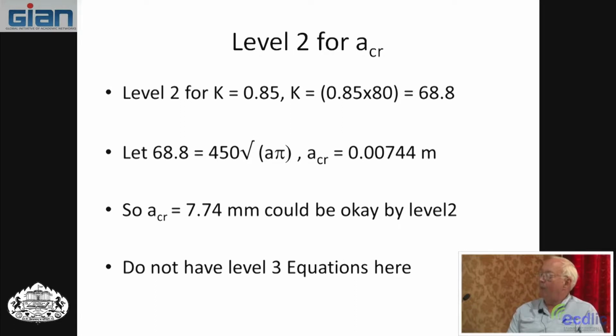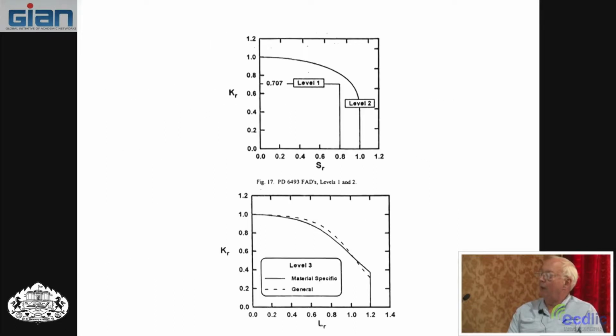And I don't have the level 3 equations. I don't know how to do level 3 here, so I don't have those equations, and so I didn't do an example. But if you miss here and go outside here, you can try level 3, and if level 3 works, that's good.